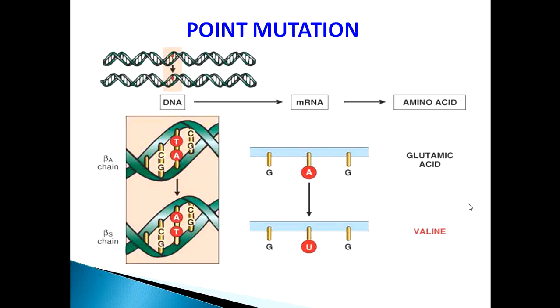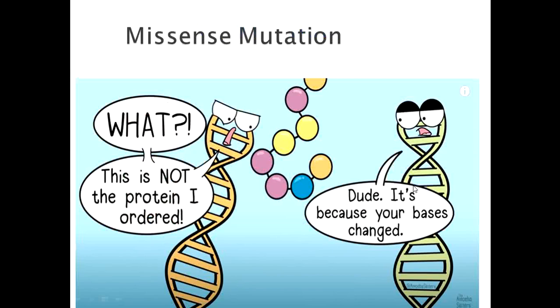This is the example of sickle cell disease in which beta globin chain synthesis is abnormal due to one nucleotide change that results in valine formation instead of glutamic acid. This is the example of missense mutation.